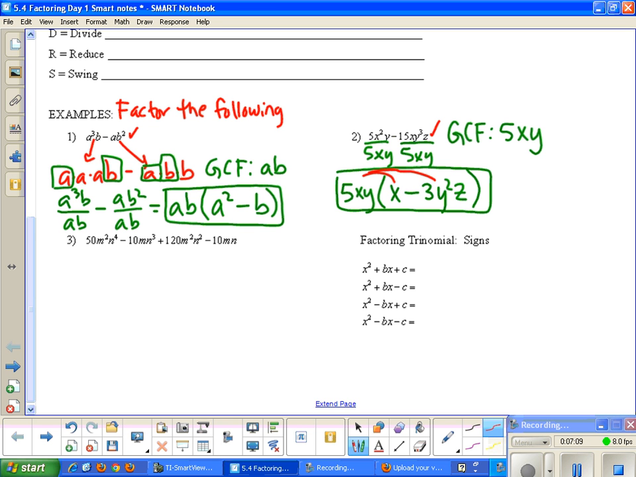So why don't you pause the video and see if you can do number 3 on your own. First things first, find your greatest common factor. So what goes into all of them? Now you should have noticed for this one that the common number we have is 10. And notice that we have m and n in all of our terms. The highest m that goes into all of them would be just 1 m, and the highest n would be 1. So 10mn would be your greatest common factor. So that means we're going to divide each term by 10mn.